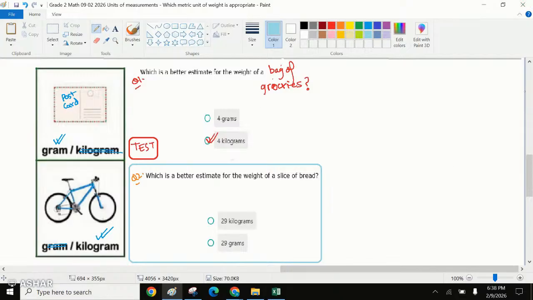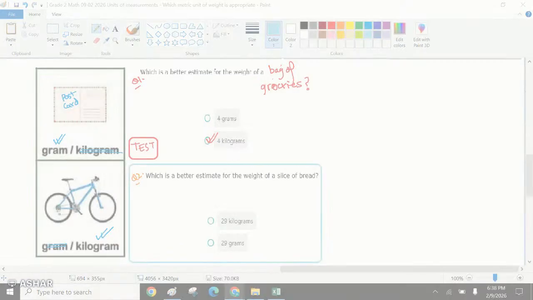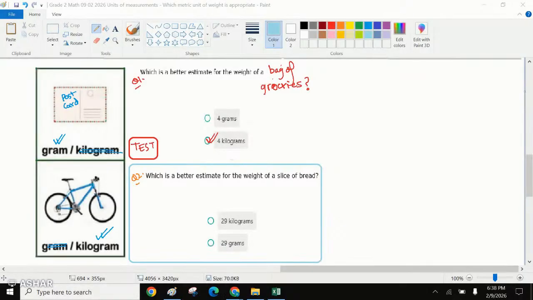Just a few minutes more. We're just practicing a few questions, okay? For some people, these topics would be very easy. For some people, it might be difficult. That's why we have to do the maximum number of examples that we can cover, okay? A slice of bread would be 29 grams. Perfect.